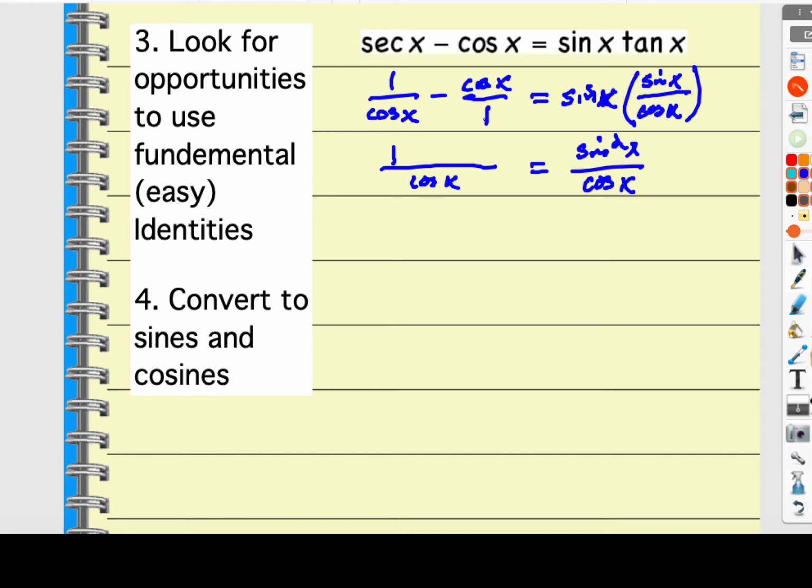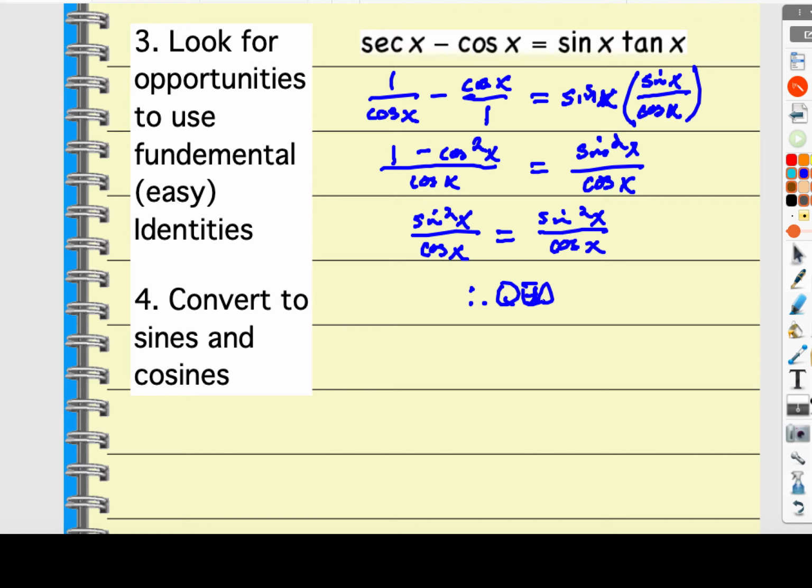If I multiply the bottom, I'll have cosine of x. And on the top, that would make cosine squared of x. Well, 1 minus cosine squared is really sine squared. And sine squared of x over cosine of x is equal to sine squared of x over cosine of x. Therefore, again, QED.